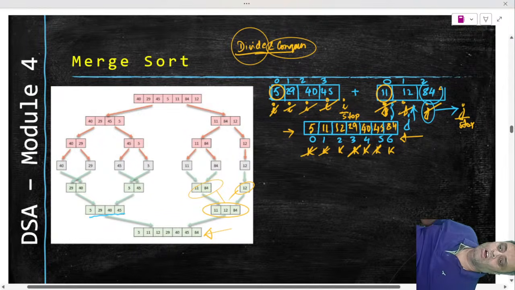This is the core of merge sort. Dividing it by half is a no-brainer. We can easily do it.